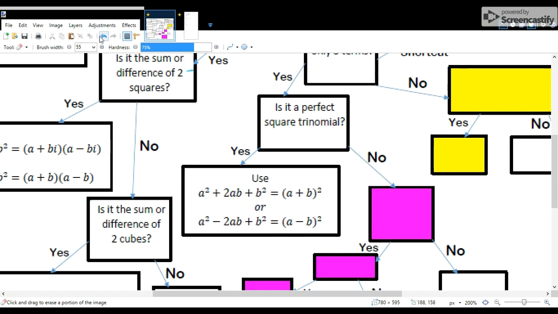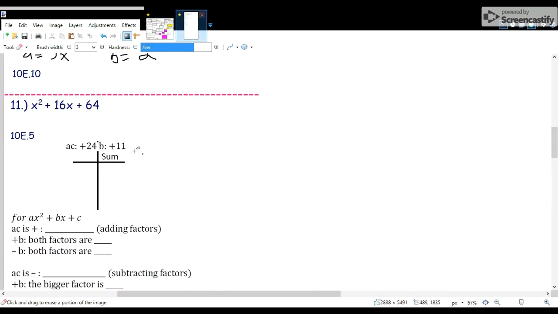Either of these: a squared plus 2ab plus b squared equals (a plus b) squared, or a squared minus 2ab plus b squared equals (a minus b) squared. Let's look at an example for that.